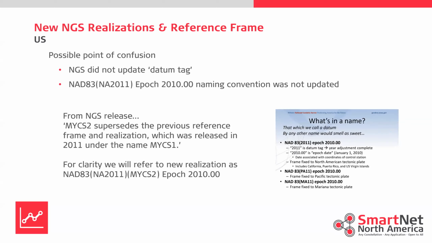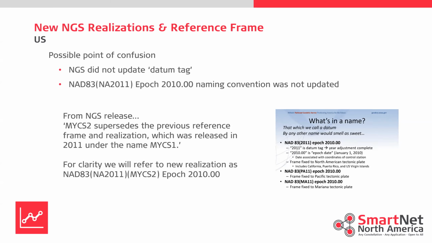If you go and read the data in the NGS release on that website, you will find something that refers to MYCS2, but you will not see anything in any other data from NGS on their coordinates or their sites or anything else that refers to MYCS2. It only refers to NA 2011. So NGS did not update the datum tag. So the naming convention was not updated. And if you go back to 2012, you'll see on the bottom right-hand side, this is actually a slideshow that we sat through with NGS that referred to 2011 as their datum tag. It's the year the adjustment was completed.